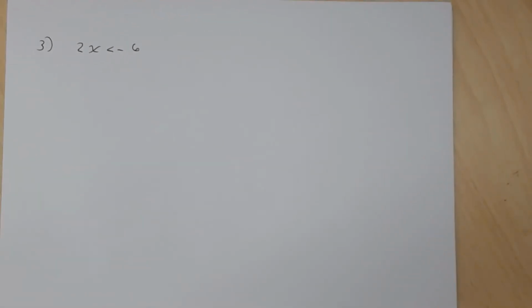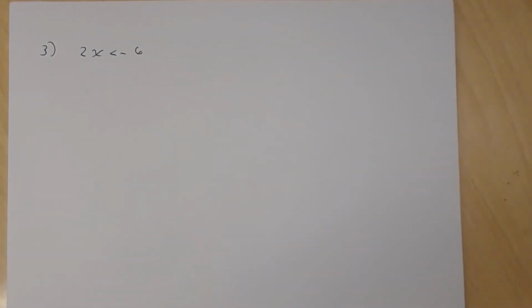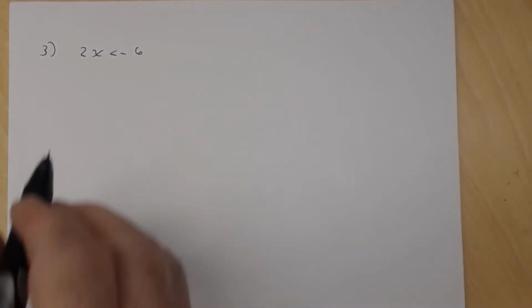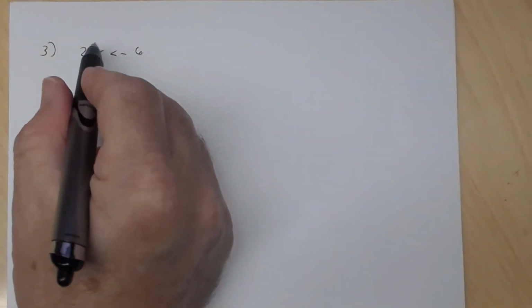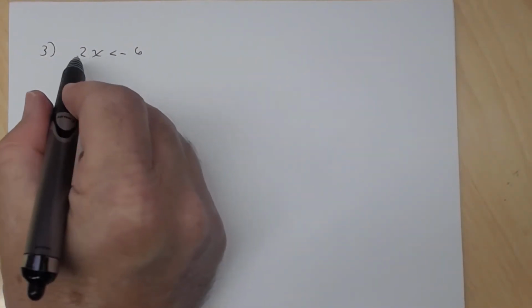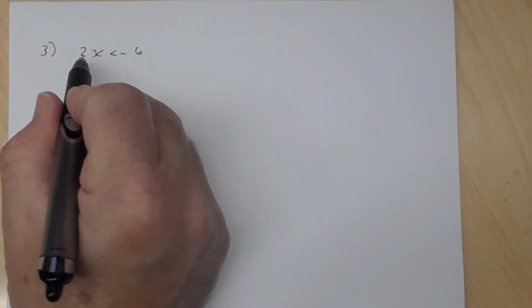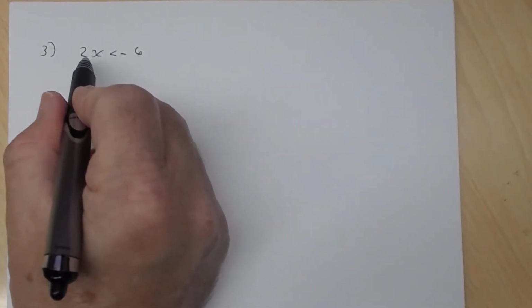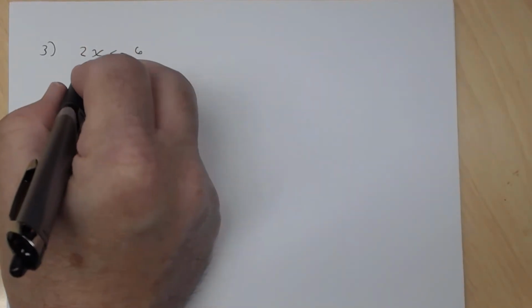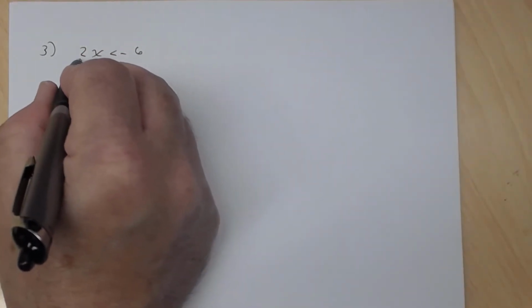All right, now let's look at this one. Suppose we had number 3. Suppose we had 2x is less than -6. So 2x is less than -6. All right, so we got to isolate the variable, so we got to get the variable by itself. So right now the coefficient is 2. I really want this coefficient to be a 1. So since I'm multiplying x by 2, the opposite of multiplication is division. So I'm going to use the division property of inequality.